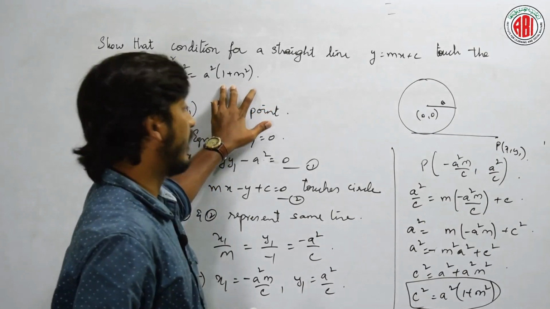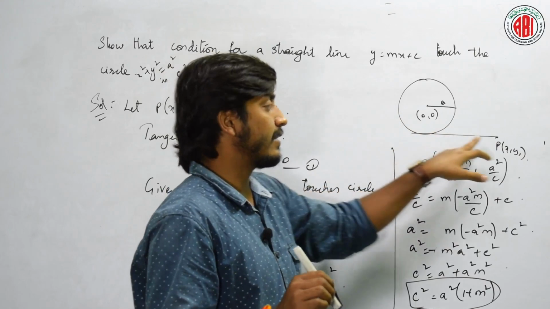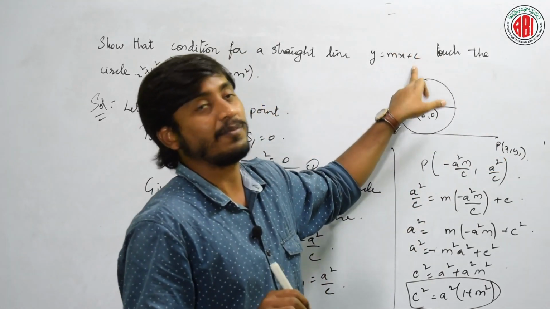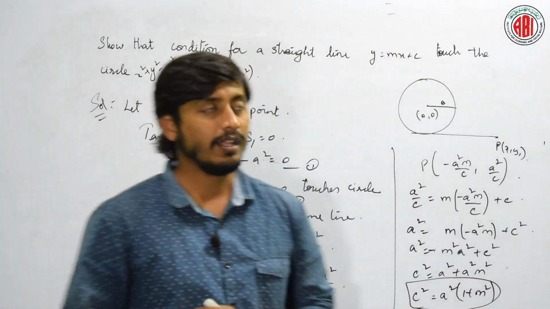So, the condition you have to remember is, if a line in the slope intercept form touches a circle, then the condition is c square is equal to a square into 1 plus m square. Clear?